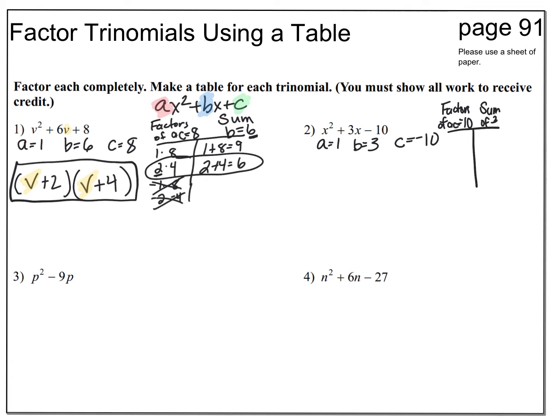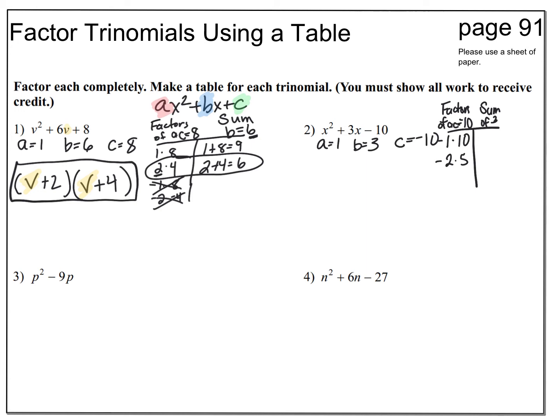So to multiply to get negative 10, I'm just going to put the positive factors first. 1 times 10, 2 times 5. Those are my only factors of 10. I want to add those two factors together. Well, first I want a negative product. So I know one of those is going to be a negative, but I want to add them together and get a positive. So that means that the smaller number is going to be negative.